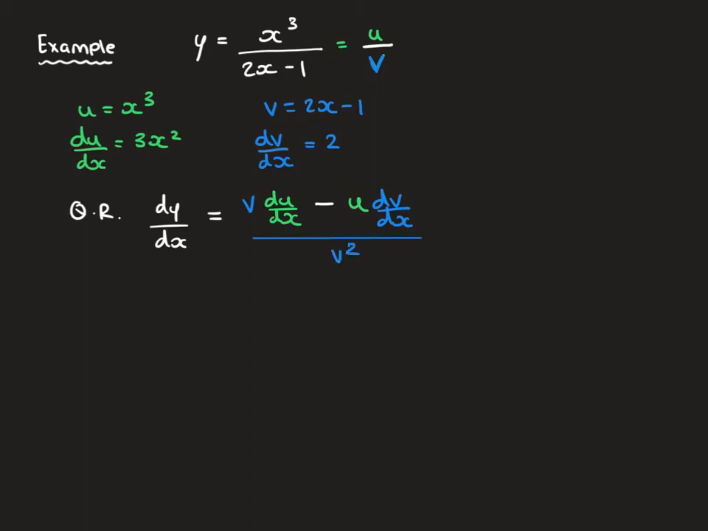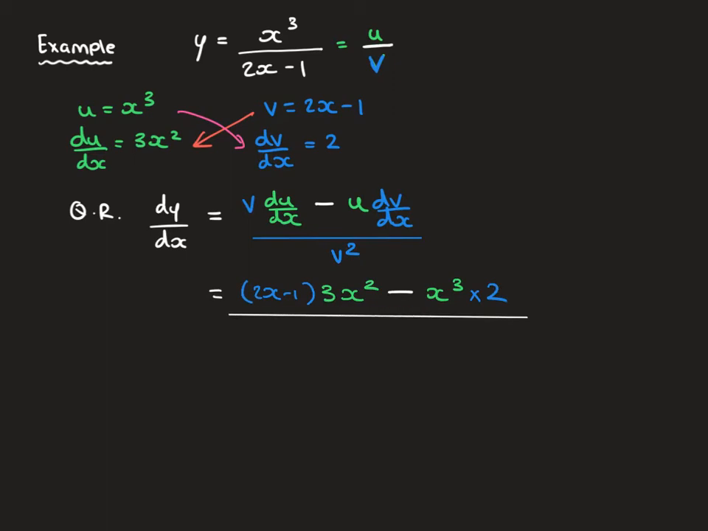So we just need to substitute in the component parts. So v multiplied by du by dx first of all. So 2x minus 1 multiplied by 3x squared. And we want to subtract from that u multiplied by dv by dx, so x cubed multiplied by 2, and then the whole thing needs to be divided by v squared, which we'll of course express as 2x minus 1 all squared.